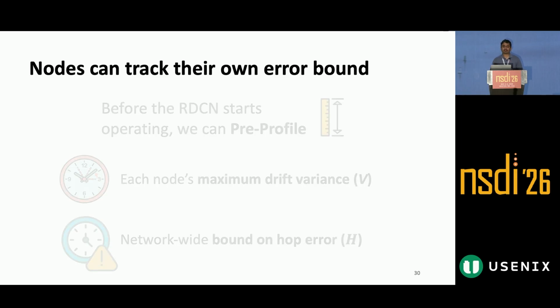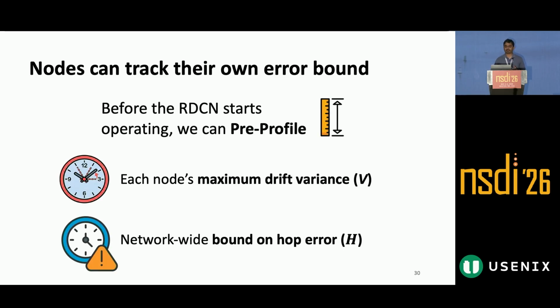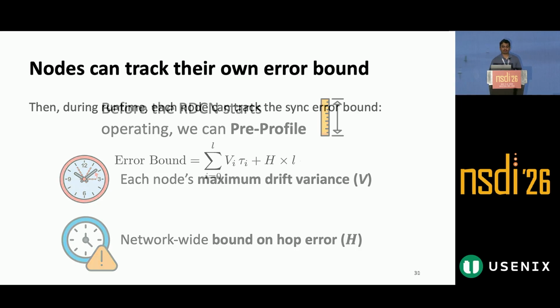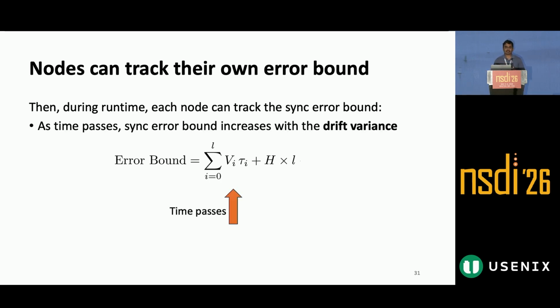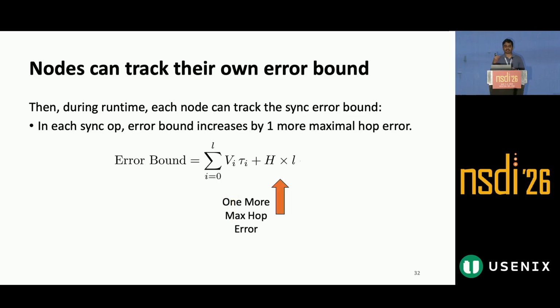So before the reconfigurable data center network starts operating, we can pre-profile each node's maximum drift variance and a network-wide bound on the hop error. And then during runtime, each node can track the sync error bound. So as time passes, the sync error bound increases with the drift variance. With every subsequent sync operation, the error bound increases by one more maximal hop error.